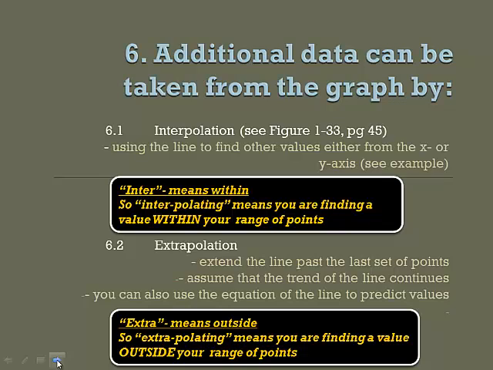It does assume that the trend of the line continues, and you can also use the equation of the line to predict the values, but it does fall on that basic assumption that the trend that you've created within your data point or your data range is going to extend almost indefinitely, and that may or may not be correct.